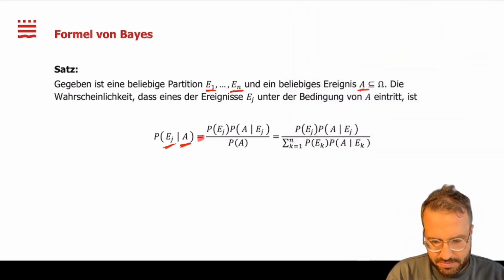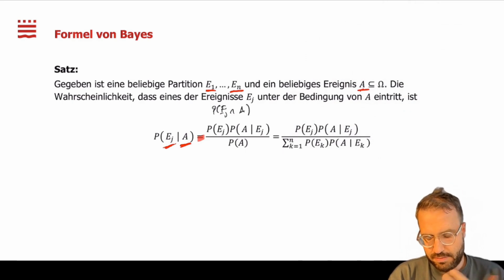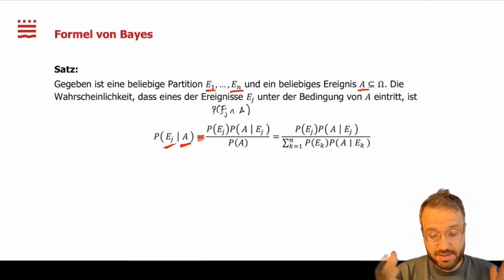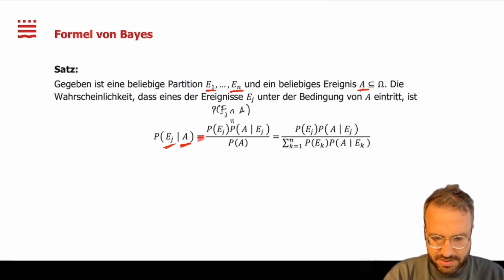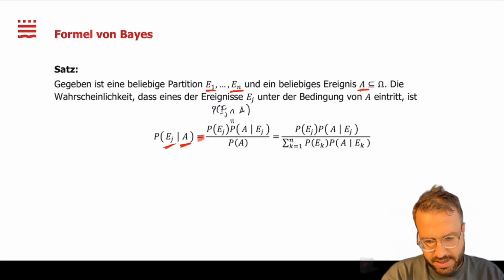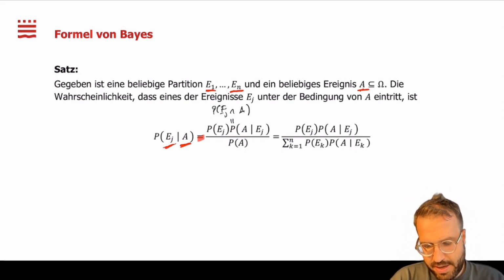And what we have done here in the first formula is a very simple trick. Normally, it says P(E_j ∩ A) in the numerator. And what we have done is simply applied the multiplication rule. That's just simply the multiplication rule. And so we have written here in the numerator P(E_j) times P(A|E_j).